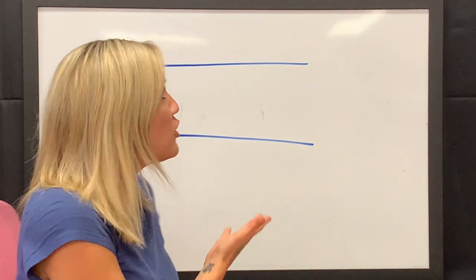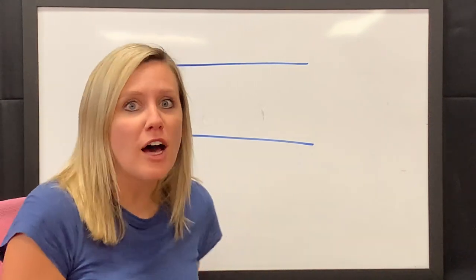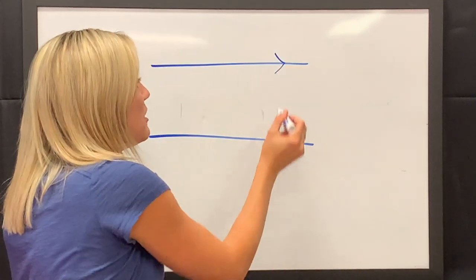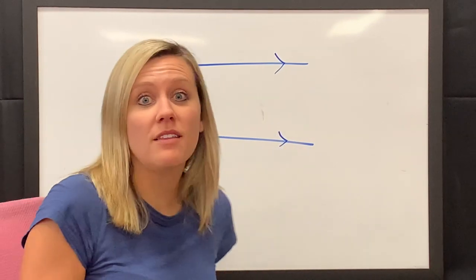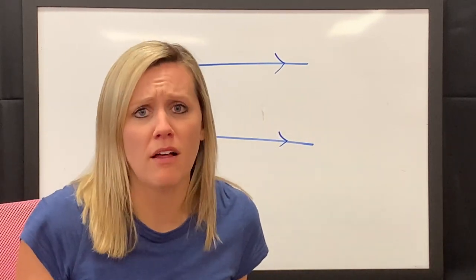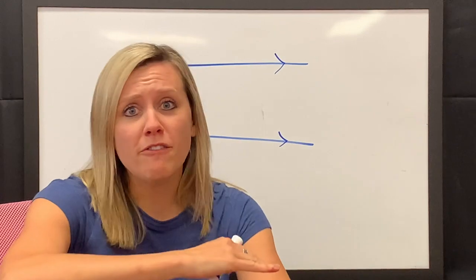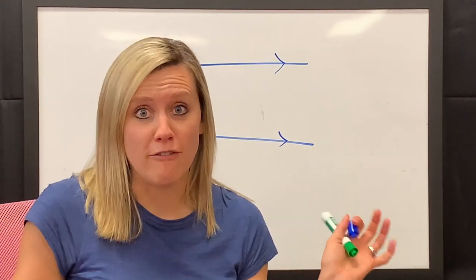Today we're going to talk all about the vocabulary that goes along with parallel lines getting cut by a transversal. So let's begin. Here is my drawing of parallel lines. A lot of times you will see two little arrows on these parallel lines, and that just means they're parallel. They go on and on in every direction, and they don't ever cross.